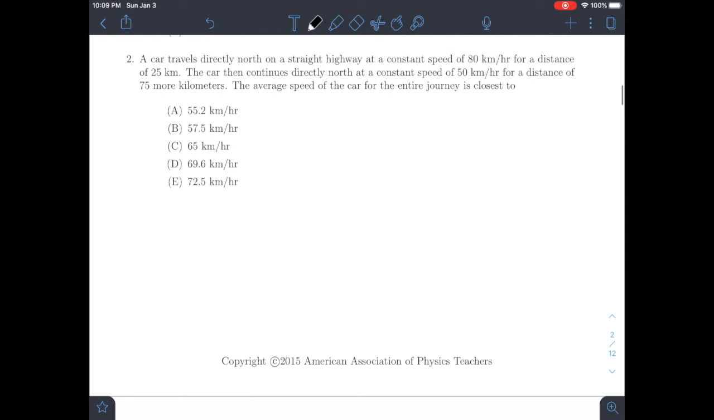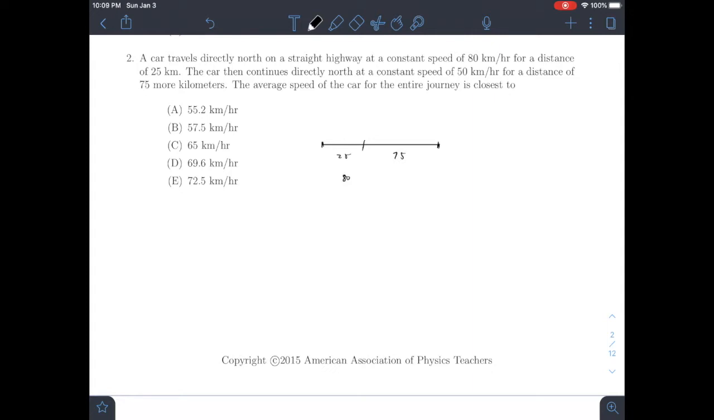Let's look at the second question. A car travels directly north on a straight highway at a constant speed of 80 kilometers per hour for a distance of 25 kilometers. The car then continues directly north at a constant speed of 50 kilometers per hour for a distance of 75 more kilometers. The average speed of the car for the entire journey is closest to what?